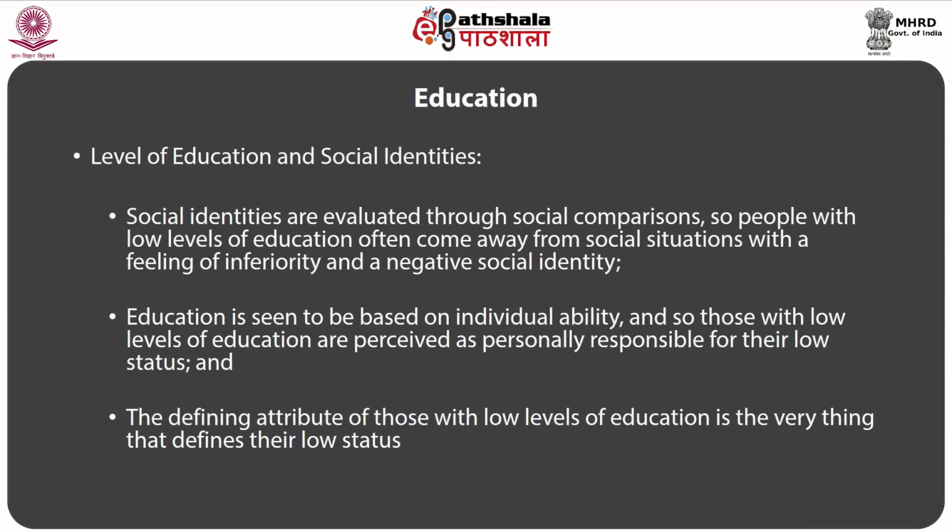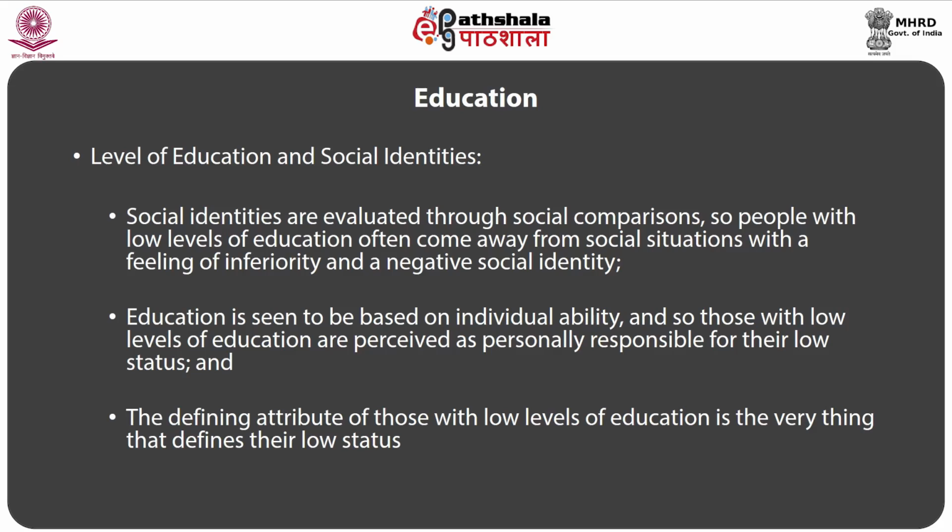Level of education and social identity. Number 1. Social identities are evaluated through social comparisons. So, people with a low level of education often come from social situations with a feeling of inferiority and a negative social identity. Number 2. Education is seen to be based on individual ability, and so those with a low level of education are perceived as personally responsible for their low status.